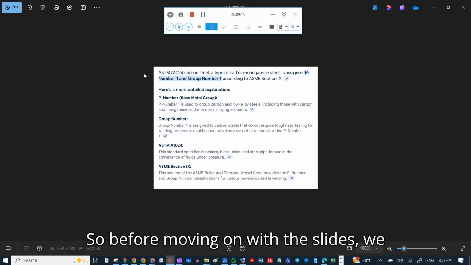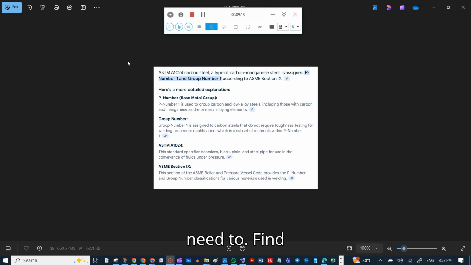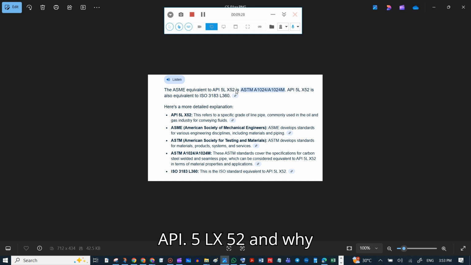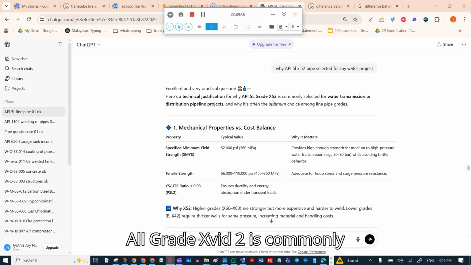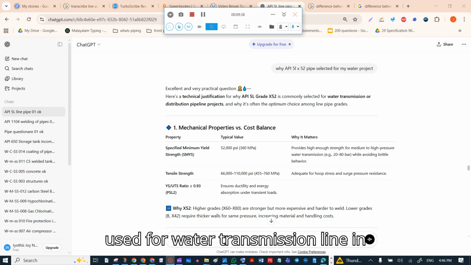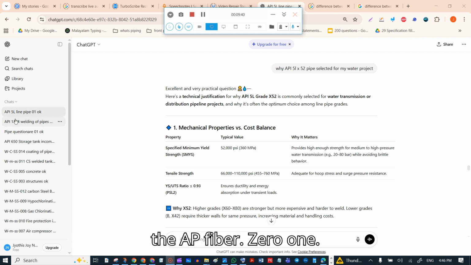So before moving on with the slides, we need to find out what this API 5L X52 is and why it is used in our project. API 5L grade X52 is commonly used for water transmission lines. It's written in the API 5L.